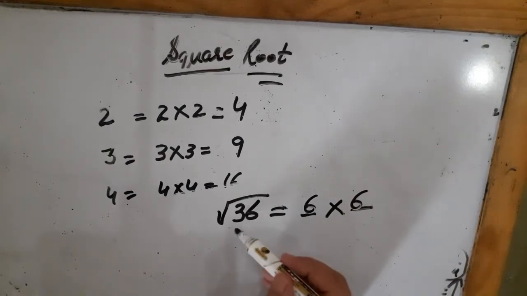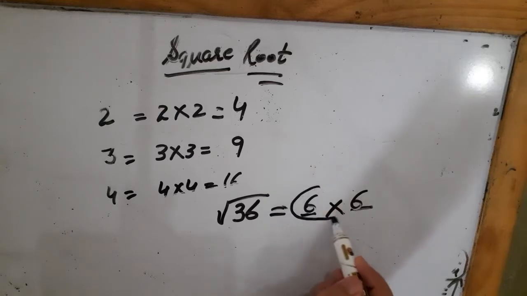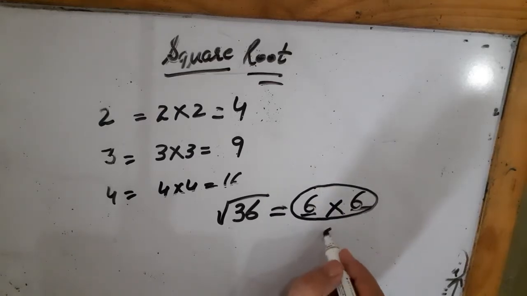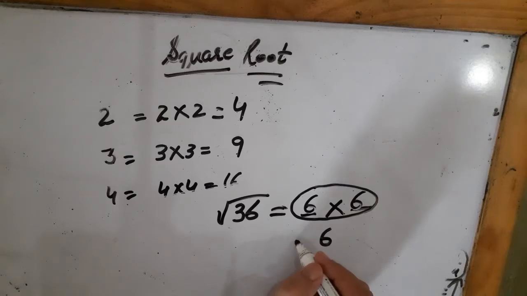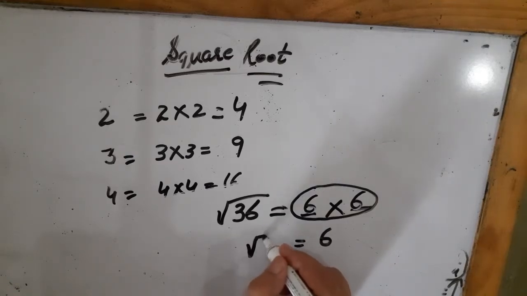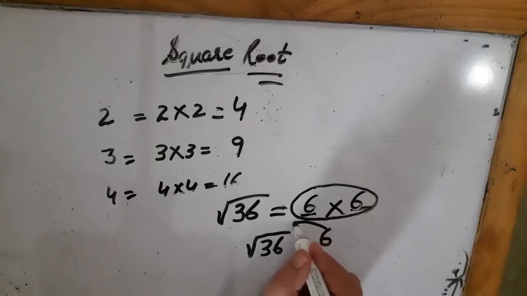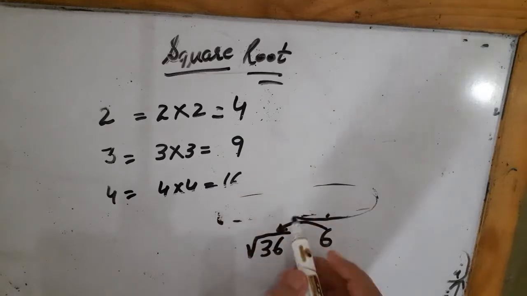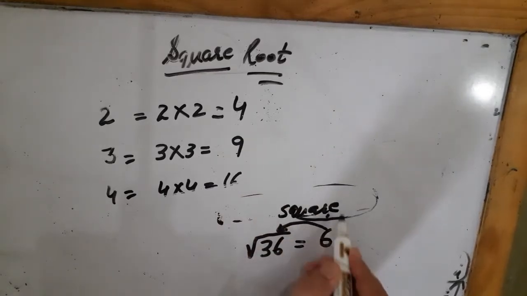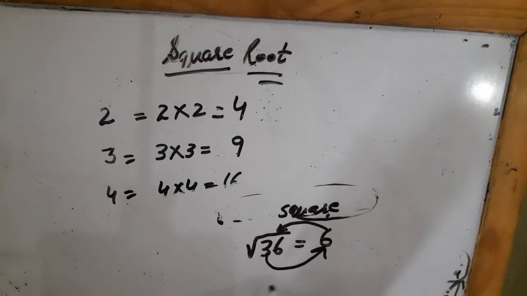So when I have to find the square root of 36, from this pair I will take a single factor, 6 only, and that is the square root of 36. Is that clear? So the square of 6 is 36, only square. The square of 6 is 36. If I find the square of 6, 6 6s are 36, while the square root of 36 is 6.